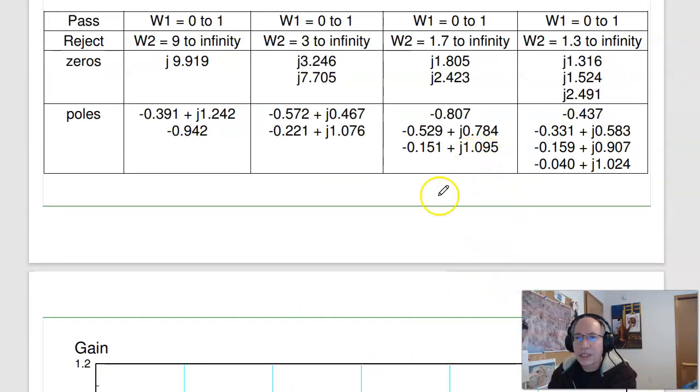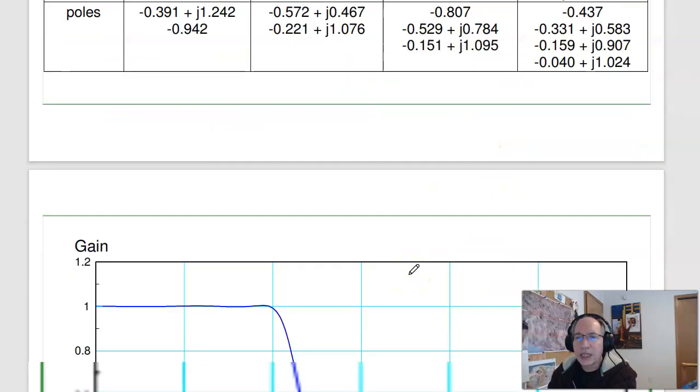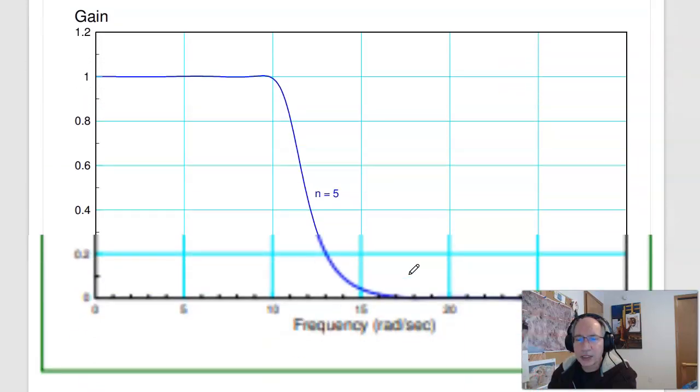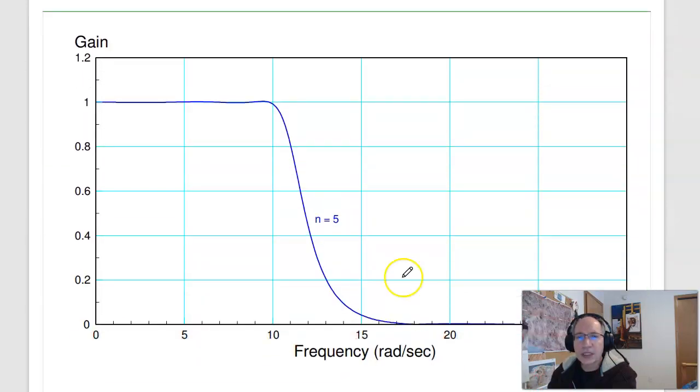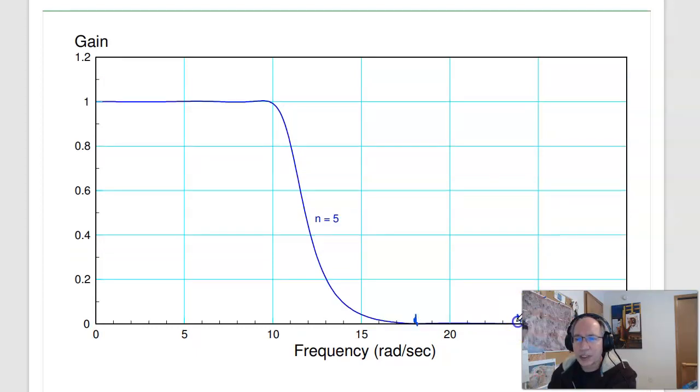That was this guy, at 1.8 and 2.4 radians per second. Scaling it by 10, it'll be at 18 and 24 radians per second. This is on an absolute scale rather than a log scale, so it's kind of hard to tell. That actually goes to 0.